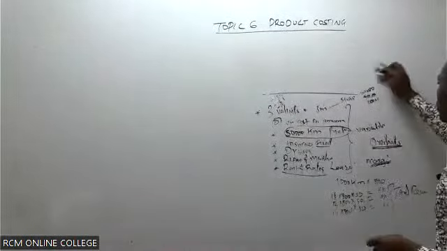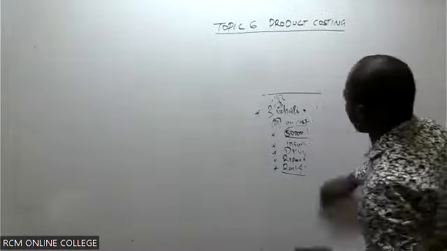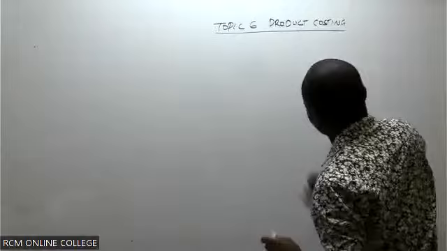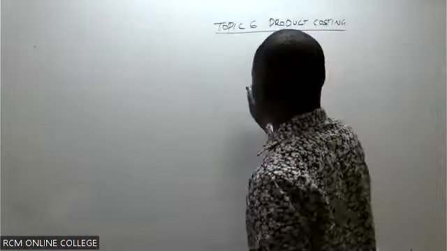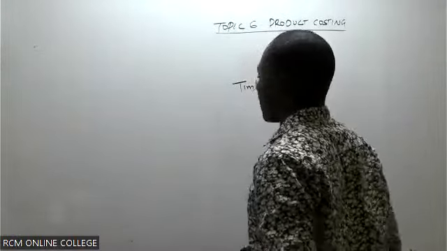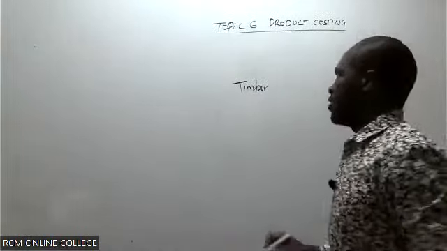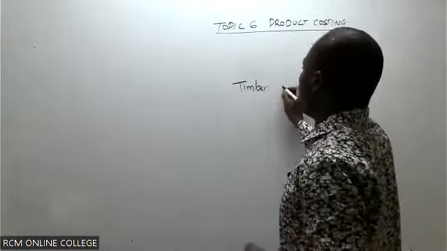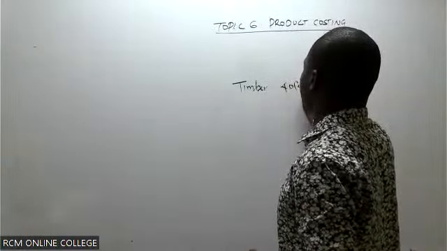When we come back now to goods, a company is bringing in timber. A company is bringing in timber as the main raw material. So this timber, maybe you have 40 feet timber.